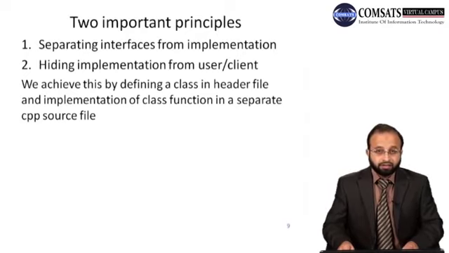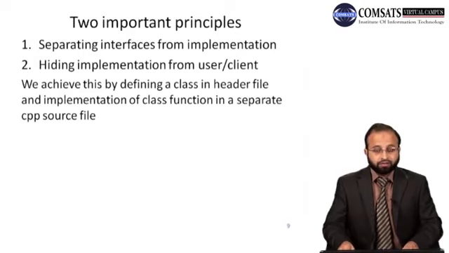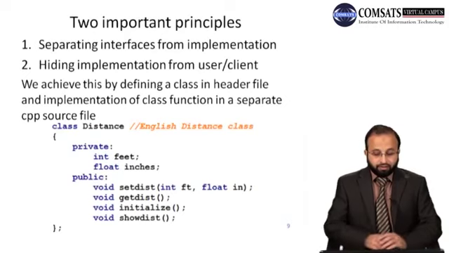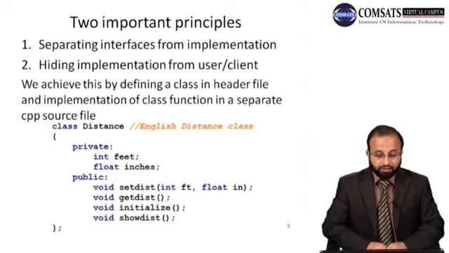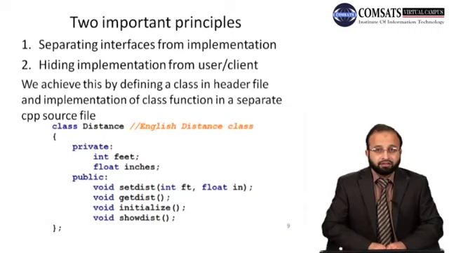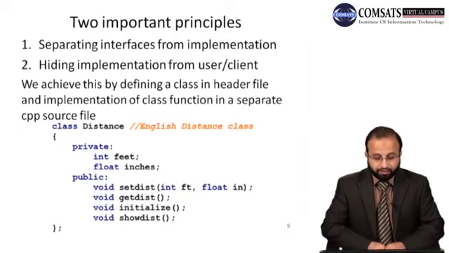Now, does that solve the problem of hiding implementation detail from the user? Consider this class, as I showed you in the last lecture. We write a definition of the class in a header file by just providing the private data member and the prototype of the member function of that class, as shown in the slide. So we just provide the prototype of the member function in that distance class, but we don't show the implementation detail of the member function.